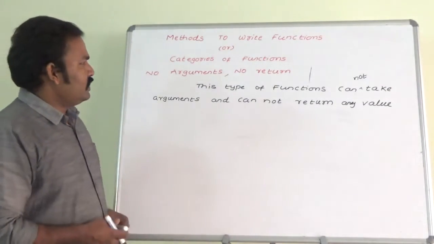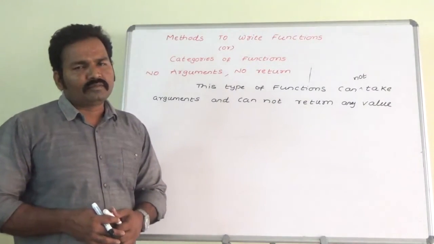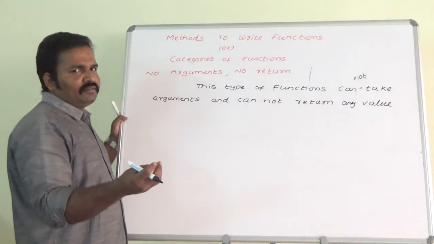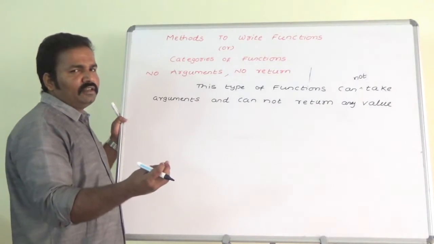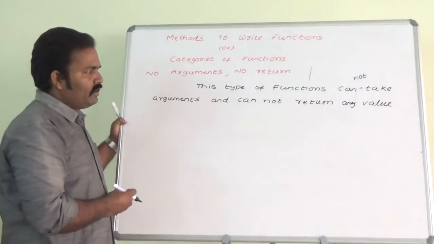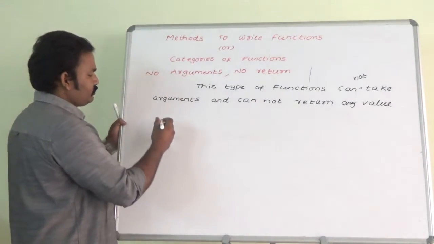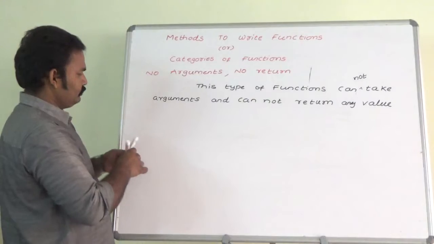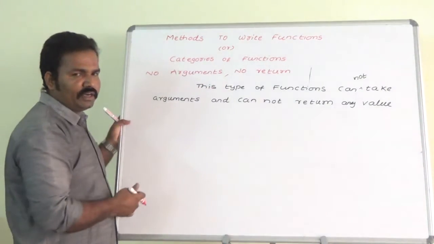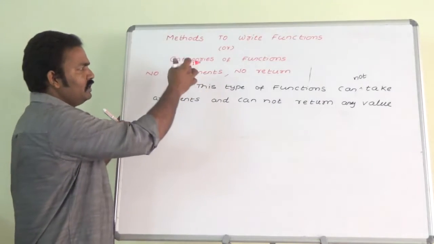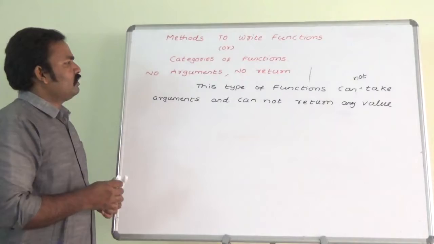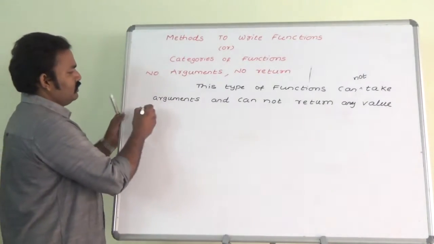Okay, so here I will give one example so that you can easily understand. Here I want to create one function of type no arguments and no return value. So, program to demonstrate function with no arguments and no return value.